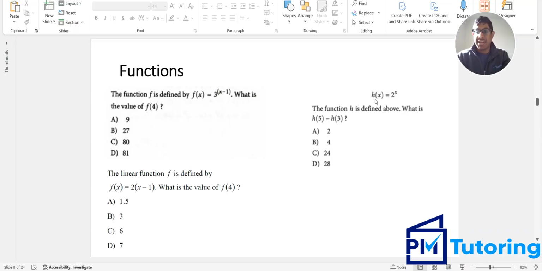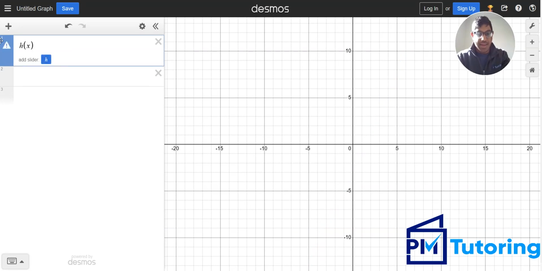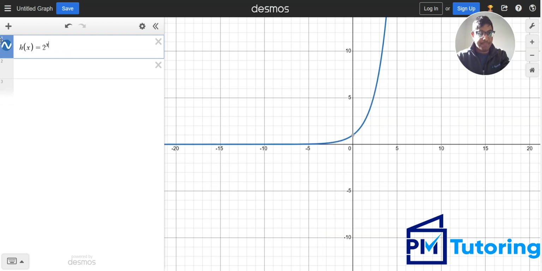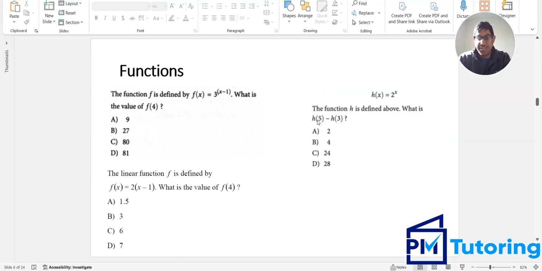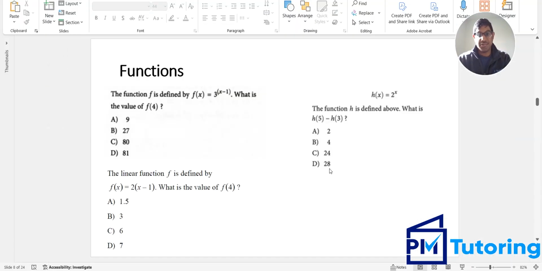Now, something like this, h of x is 2 to the x. What's h of 5 minus h of 3? Yeah, we could plug 5 in, solve that, plug 3 in, solve that, and subtract, or we could just let Desmos do all the heavy lifting. So we can just start by putting in our equation. H of x is going to be 2 raised to the x. And then all we have to do is just h of 5 minus h of 3. And Desmos does all the work for us, right? So there it is, h of 5 minus h of 3 equals 24, which is answer choice C.